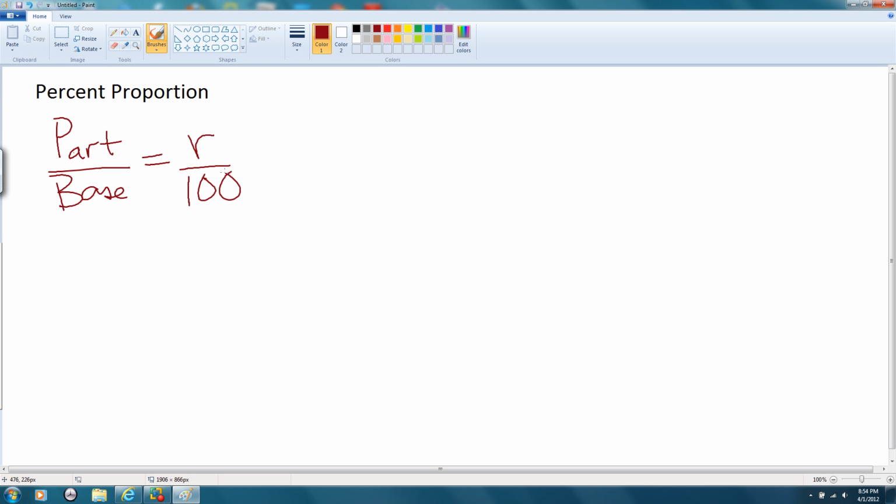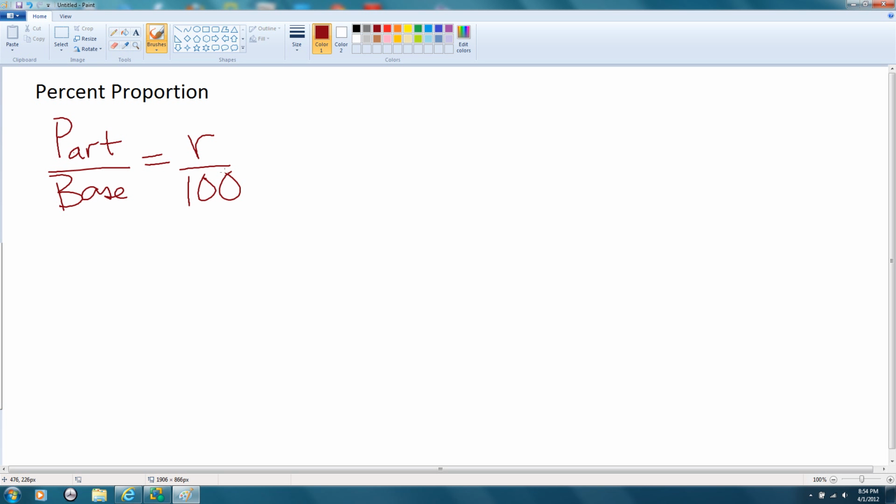Now we're going to do several different types of problems here using the percent proportion. In another video, we're going to do the same types of problems, although a different method. And that method is the equation method. You need to know both methods because on the test I say solve it by percent proportion, or another problem I'll say solve by the equation method. Okay, so the percent proportion is this.